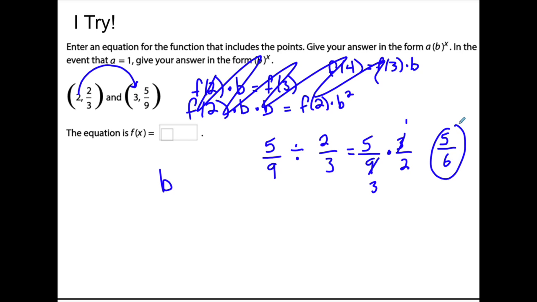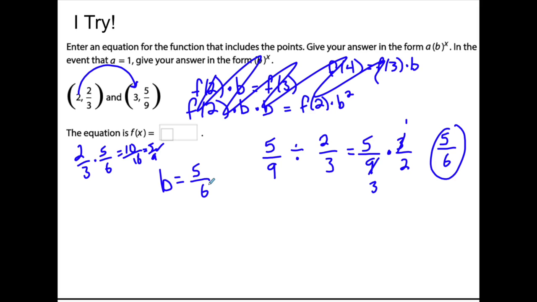as our number. And let's verify this. 2/3 times 5/6. So 2 times 5 is 10, 6 times 3 is 18, and that's 5/9. Perfect. So b is 5/6.